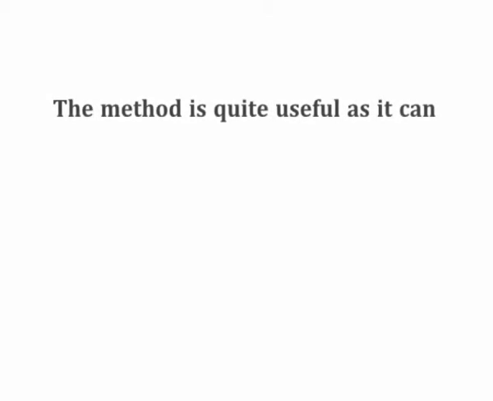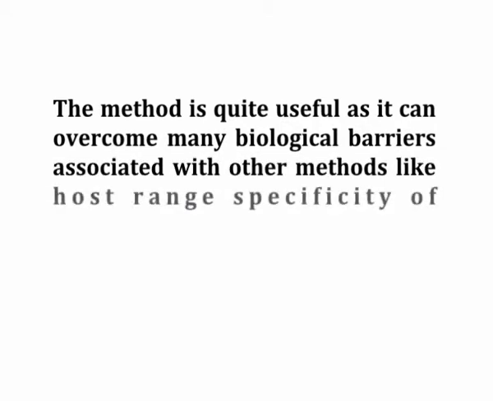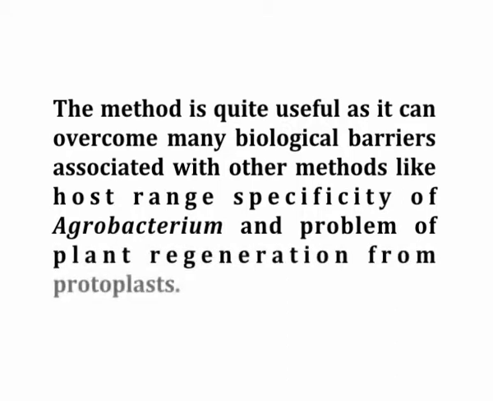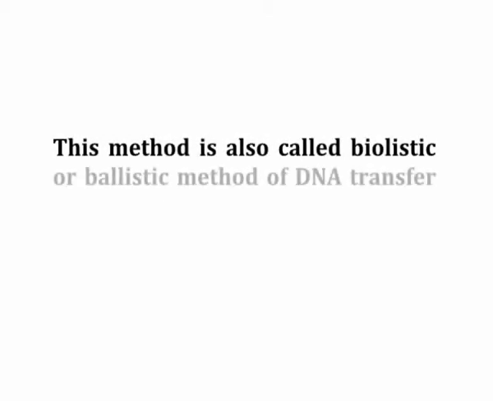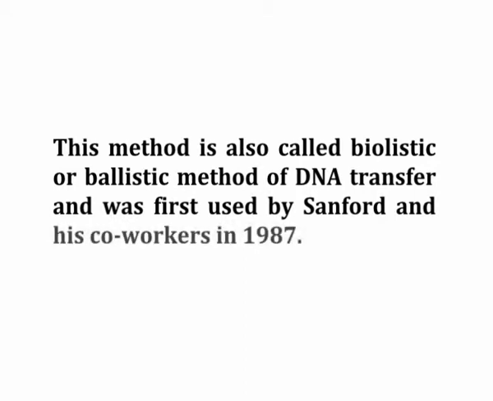The method is quite useful as it can overcome many biological barriers associated with other methods, like host range specificity of Agrobacterium and the problem of plant regeneration from protoplasts. The introduction of DNA into organized morphogenic tissues such as seeds, embryos, and meristems by the biolistic method has made successful the transformation of several useful crops like soybean, wheat, rice, and maize. This method is also called the biolistic or ballistic method of DNA transfer and was first used by Sanford and his co-workers in 1987.